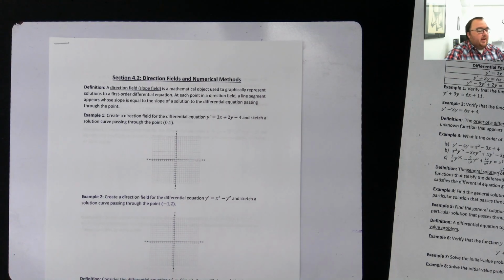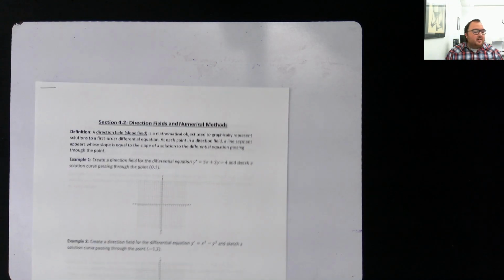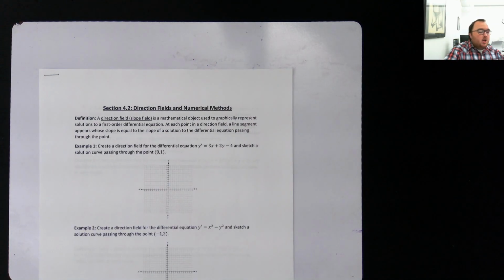Let me show you what I mean. What I will say is that the actual process of this isn't very hard. It's just going to take a while because it's a lot of points. It's not hard, but it's a lot you are going to write down. Example 1, create a slope field for the differential equation y prime equals 3x plus 2y minus 4 and sketch a solution curve passing through the point (0, 1).